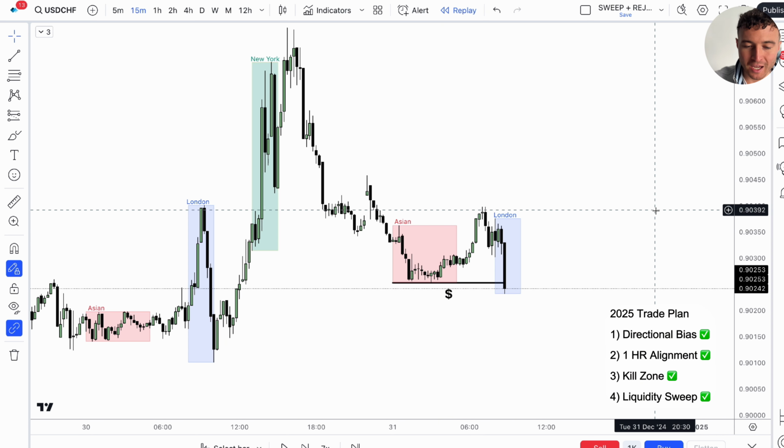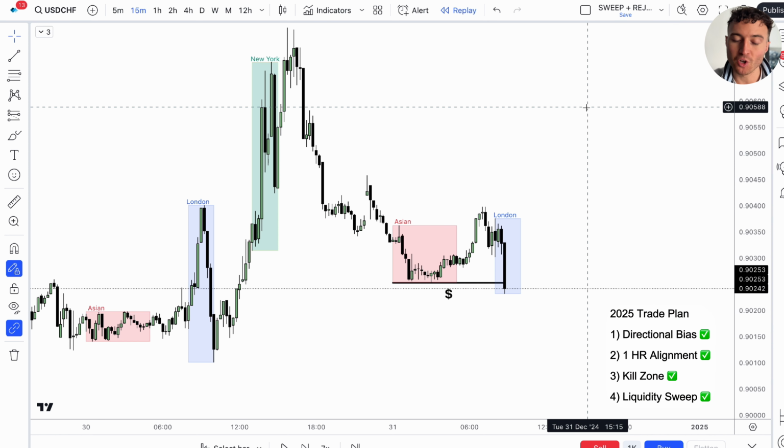90% of the time is there was some sort of trap. There was some sort of liquidity sweep where traders were taken out of the market. And then once we've seen that, institutions use that liquidity in order to move price in their intended direction, which we understand because our directional bias is long on this market. Therefore, price is more likely to continue to the upside based on the 15-minute, based on the hourly time frame.